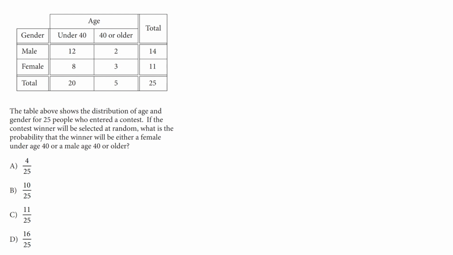The table above shows the distribution of age and gender for 25 people who entered a contest. If the contest winner will be selected at random, what is the probability that the winner will be either a female under age 40 or a male age 40 or older? So we've got two groups of people that we need to use, and then we need to take that probability.